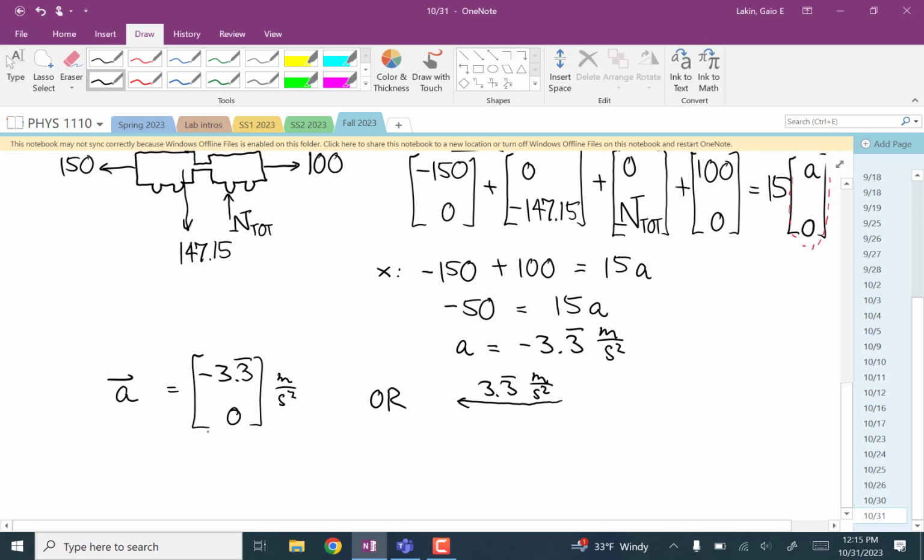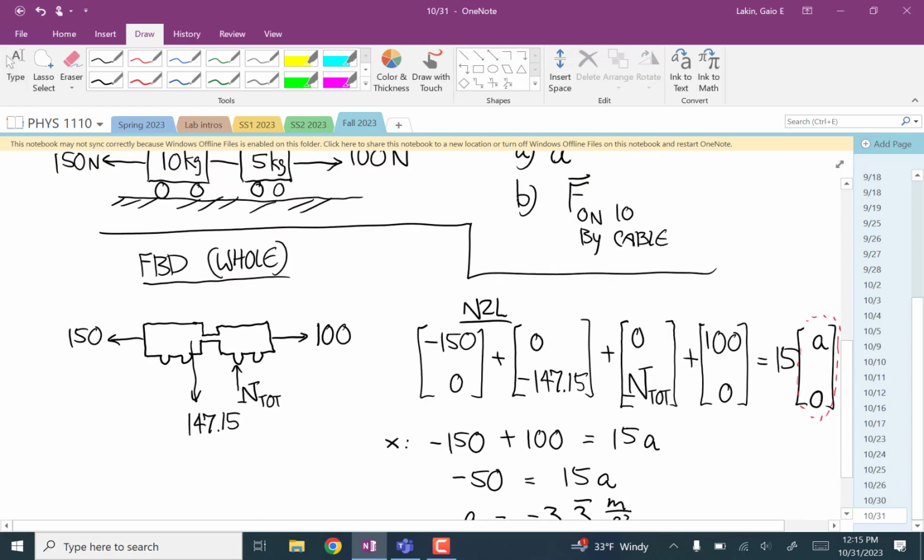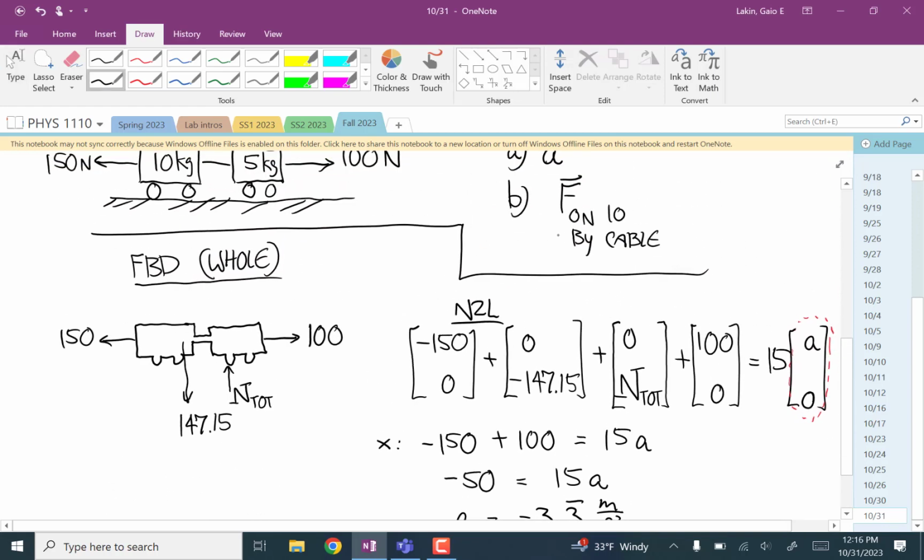Okay, well, this is the acceleration of the whole thing. It's also the acceleration of the 10 kilogram and also the acceleration of the 5. So now you can use this isolating either body. So now take a couple minutes and see if you can take the next step of calculating the force vector on the 10 by the cable.